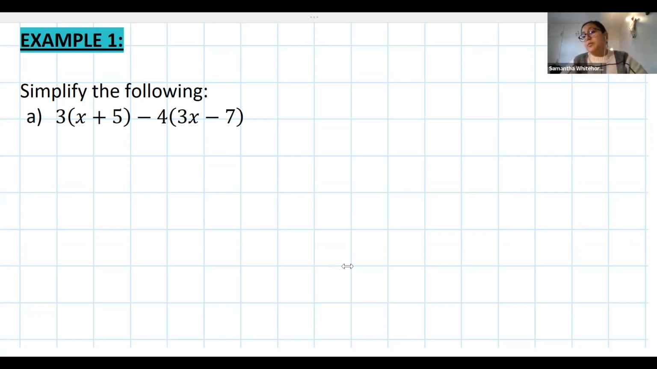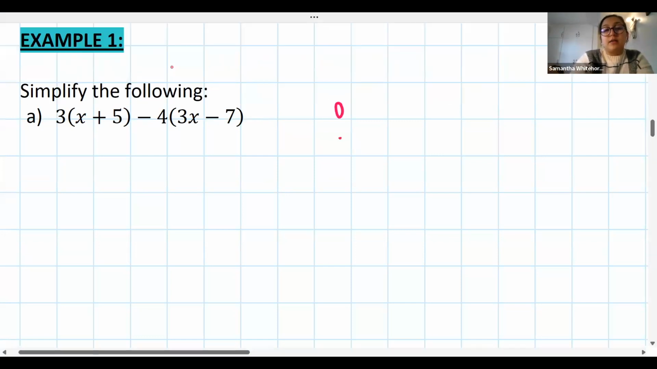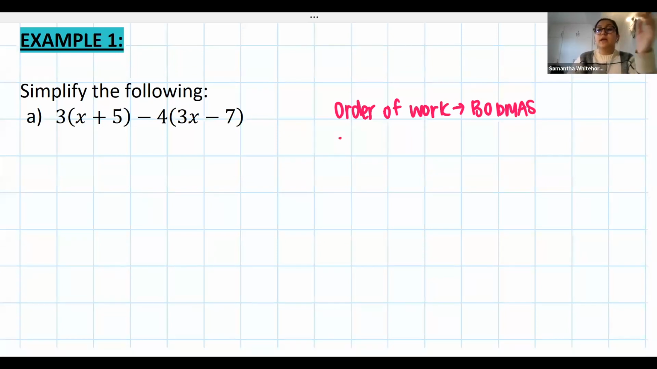Look at this first example. What I said to you on Monday, and what should always be in the back of your mind, is your order of work. So when I say order of work, I mean, think about BODMAS. We need to be very, very careful that when we start to simplify our expressions, we are doing it in the correct order. Now, the reason this is so important is this is going to be something that we expect you to be able to do from about grade 9, grade 10.